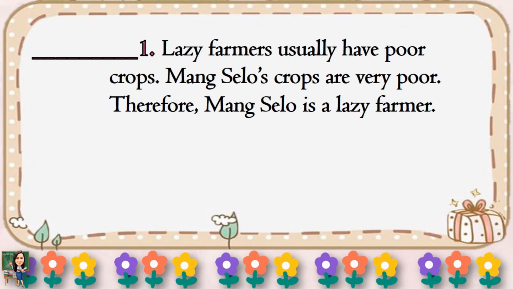Number 1. Lazy farmers usually have poor crops. Mangcelo's crops are very poor. Therefore, Mangcelo is a lazy farmer. Is the statement correct or incorrect? What is the answer? Very good. The statement is correct.